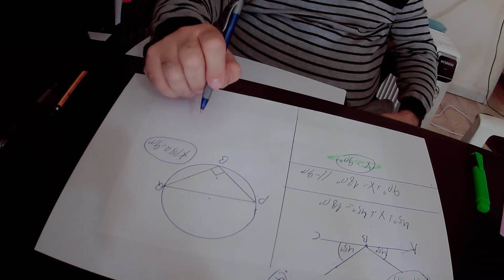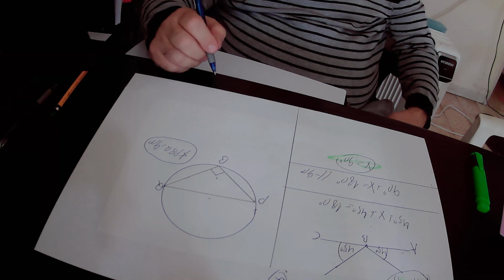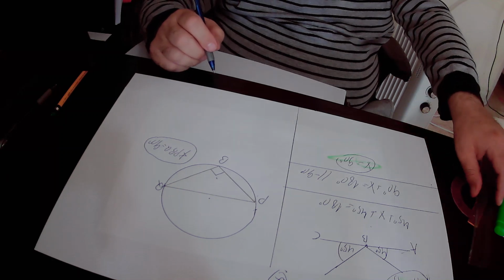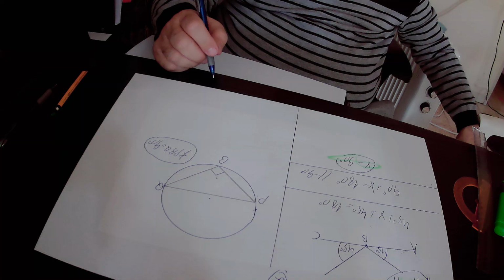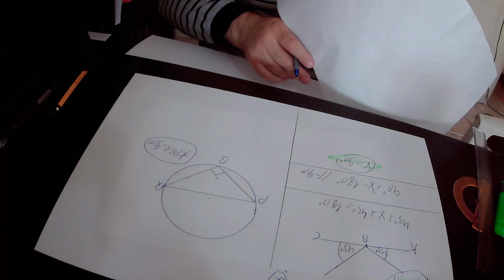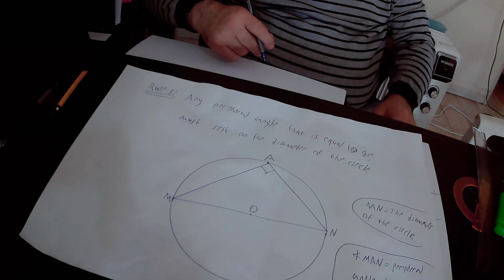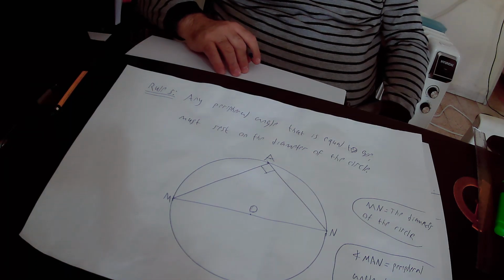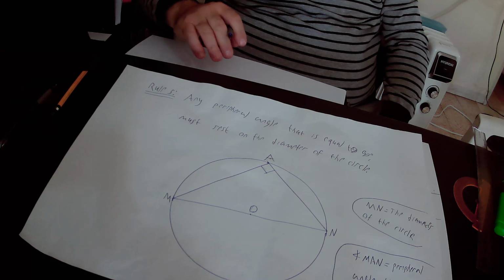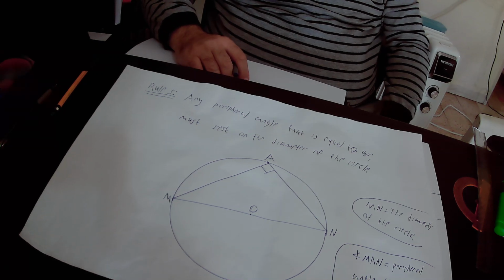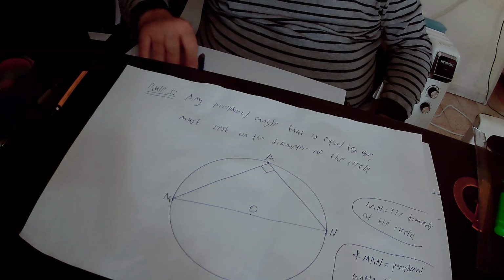And we have rule number 5 that relates to any peripheral angle that equals 90 degrees. According to rule number 5, any peripheral angle that equals 90 degrees must rest on the diameter of the circle.